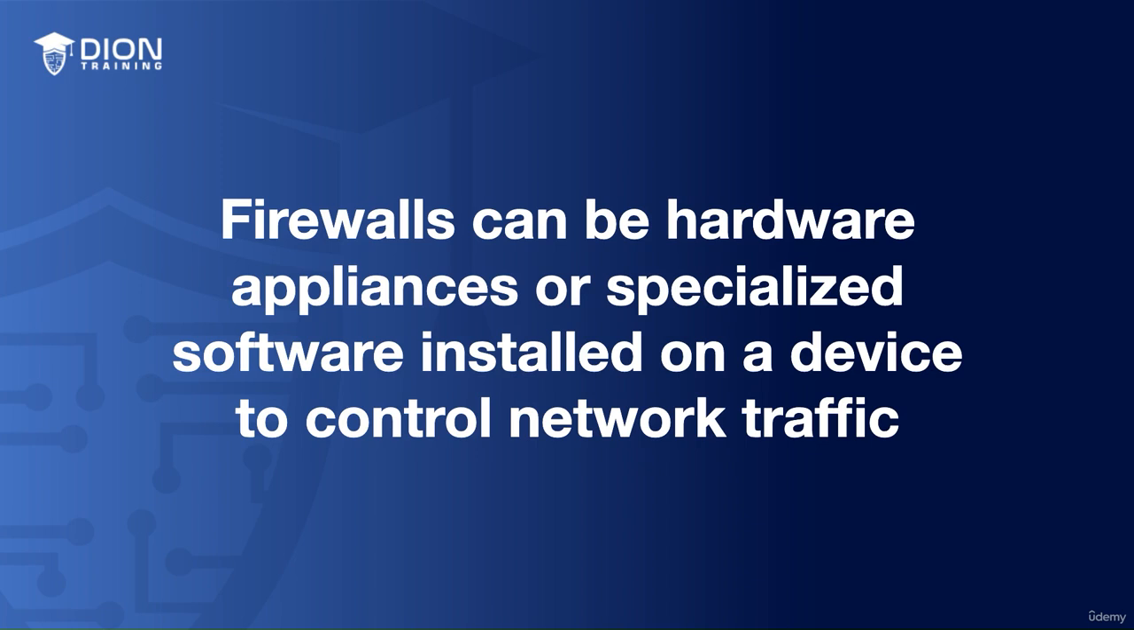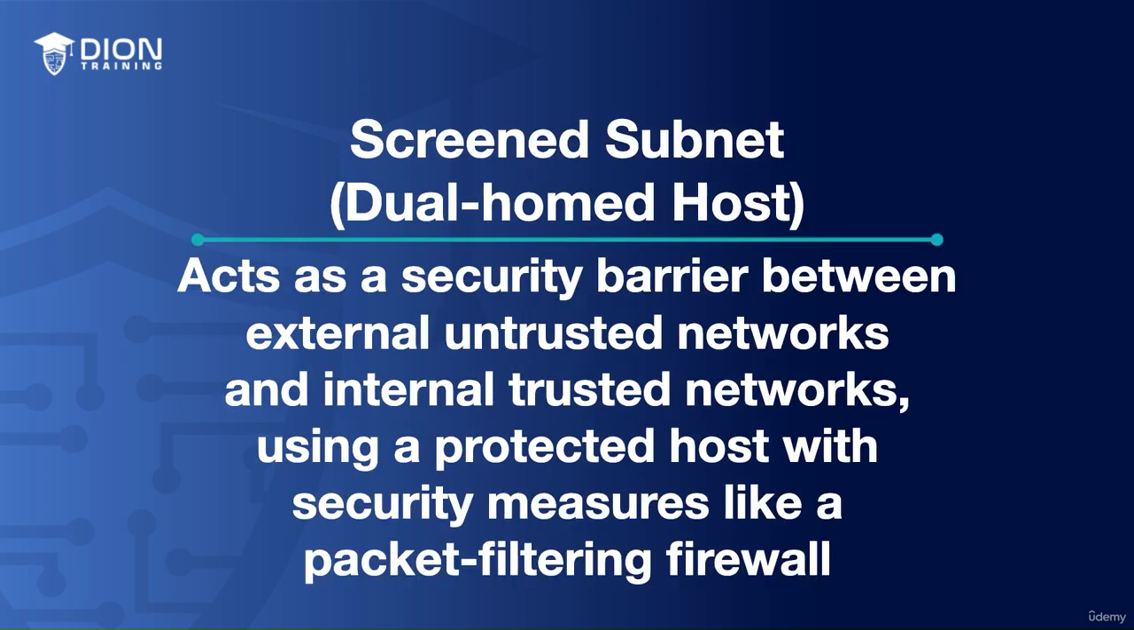The primary role of a firewall is going to be to inspect and control traffic trying to enter or leave a network's boundary. By placing a firewall in front of a given network segment, we can create what is known as a screen subnet. Now, a screen subnet, also known as a dual-homed host configuration, plays a crucial role in network security by acting as a protective barrier between external untrusted networks and internal trusted networks.